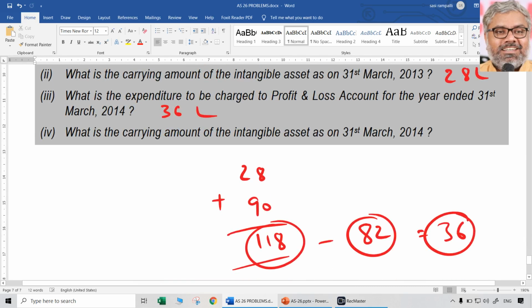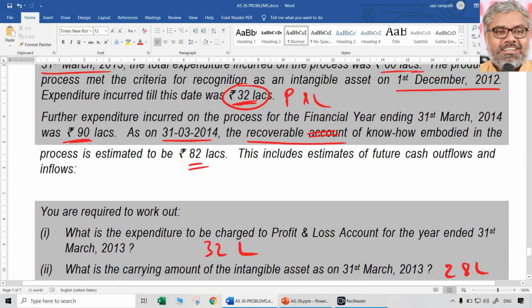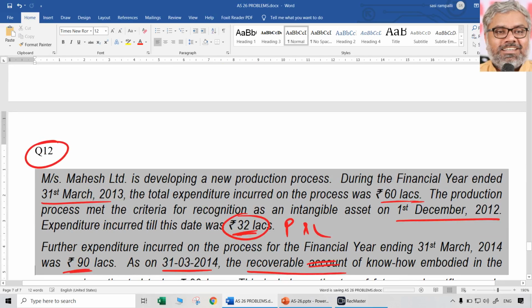And what should be the carrying amount at the end of 31st March 2014? Naturally 82 lakhs. That is the remaining amount. So 82 lakhs is the carrying amount on 31st March 2014. These are the 4 questions. A 4 marks question like this can very well be asked. It is an important type of question which was asked in earlier exams also.